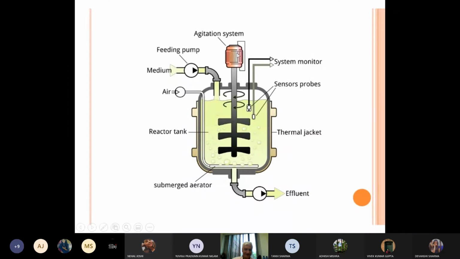Yes, sir. From the motor you can see one rod-like thing coming down up to the bottom of the fermenter, and there are blades. This is called the agitation system, and these blades are called baffles. There is no marking here, but they are called baffles. I mean, these are the blades, and baffles will actually be on the side. So these are the blades through which this will rotate, and you can see they have shown a rotation system. This will help in mixing anything you want to mix. So this is one thing which you need when you construct.